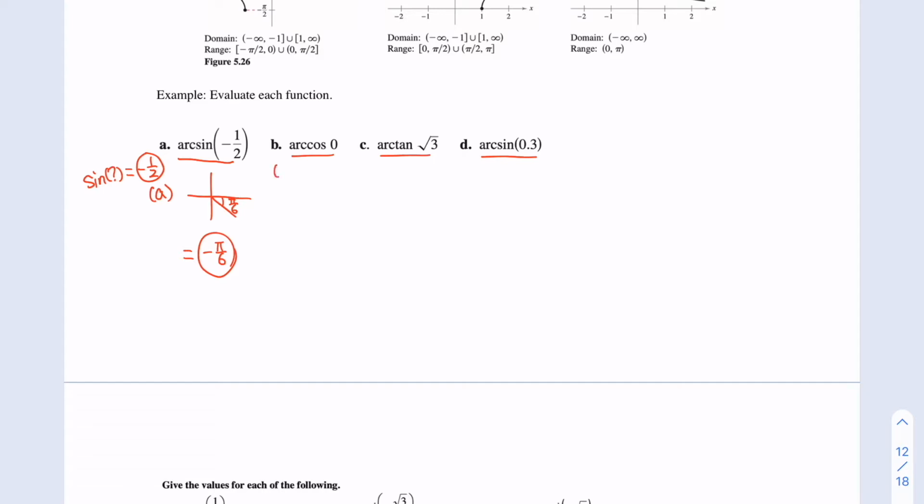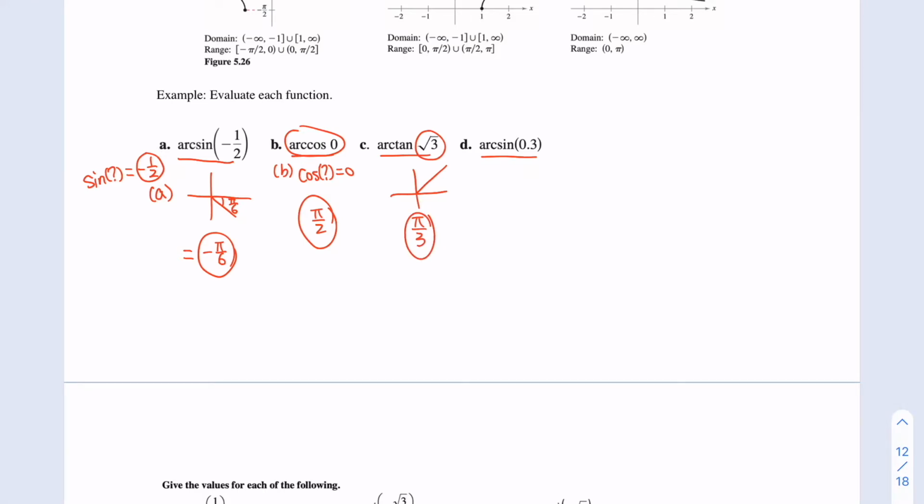Part B, cosine inverse of 0. Cosine of what gives you 0? This will give us an angle between 0 and pi, and cosine of pi over 2 is 0. Tangent of what gives you radical 3? Arctangent gives us negative 90 to 90 degrees, negative pi over 2 to pi over 2. Tangent is positive, so it has to be in the 1st quadrant. Tangent of what gives you square root of 3? Tangent of 60 degrees, which is pi over 3.